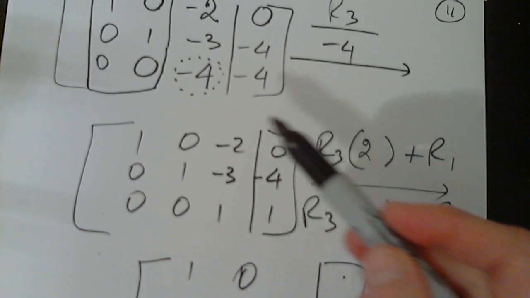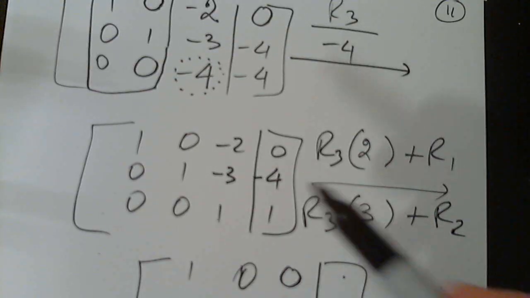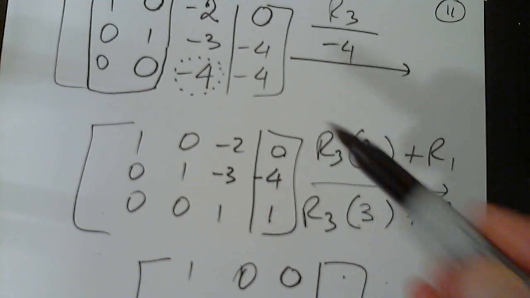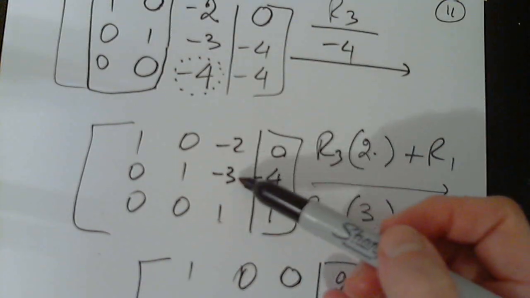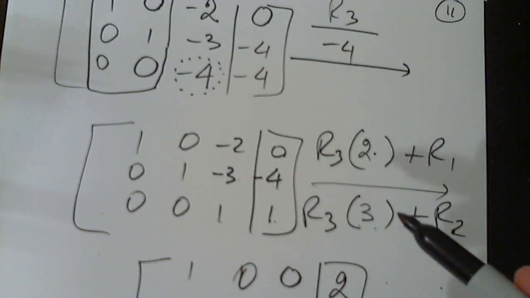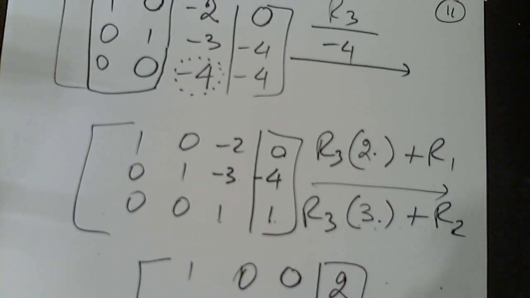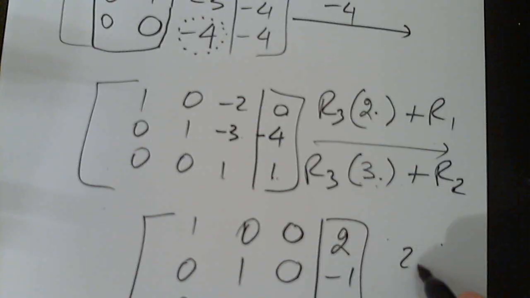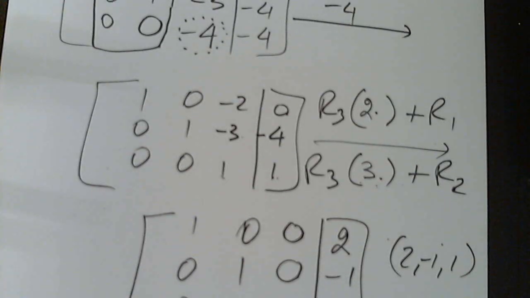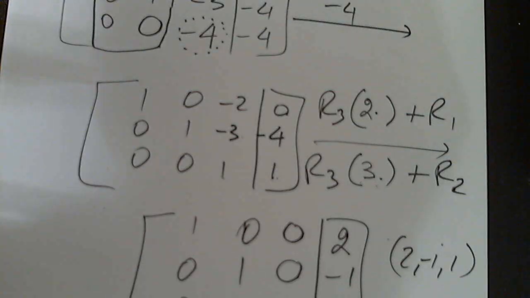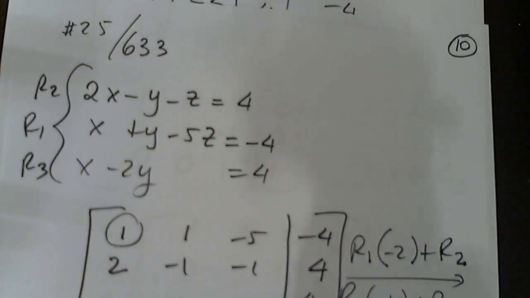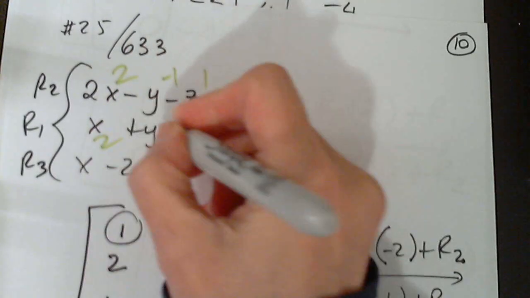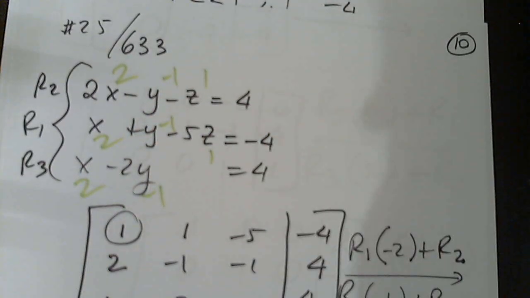1 times -2 plus 2. 1 times 2 plus 2 plus 0. 1 times 3 minus 3. 1 times 3 minus 4. I hope for 2, -1, 1. Is it going to work? I don't know. I have to go back and check. 2, -1, 1. 2, -1, 1. 2, -1.